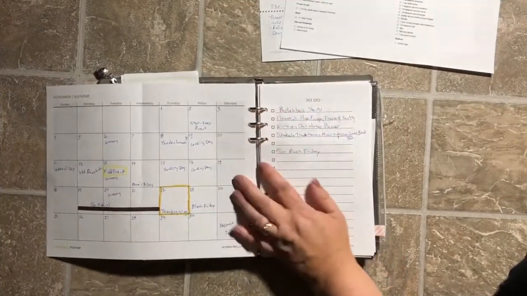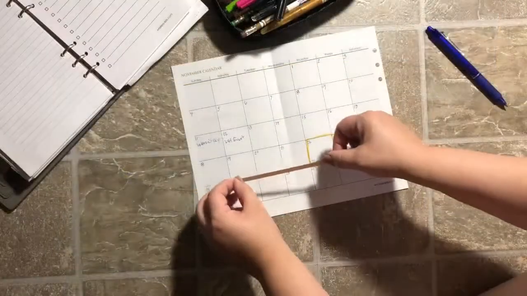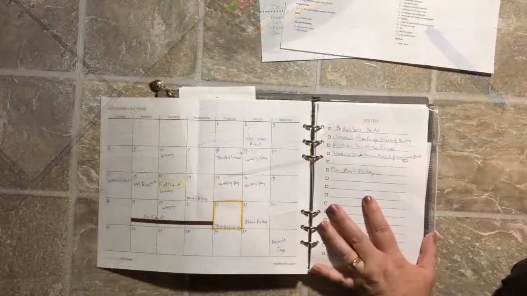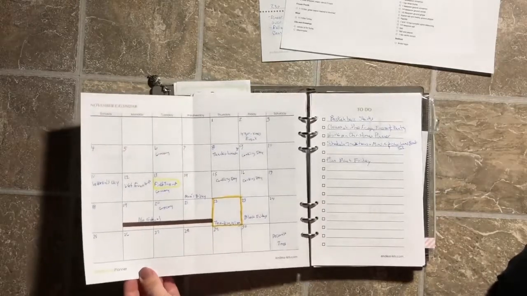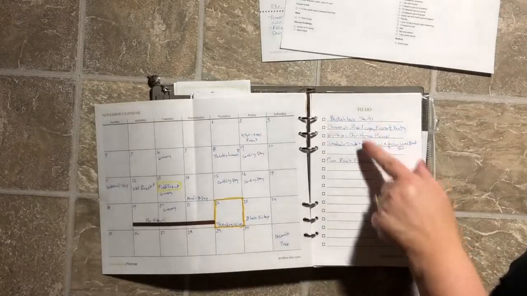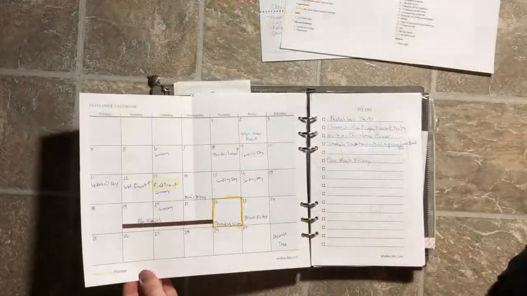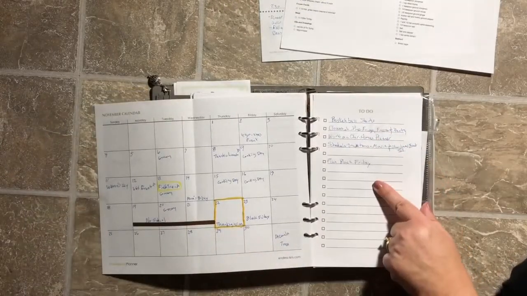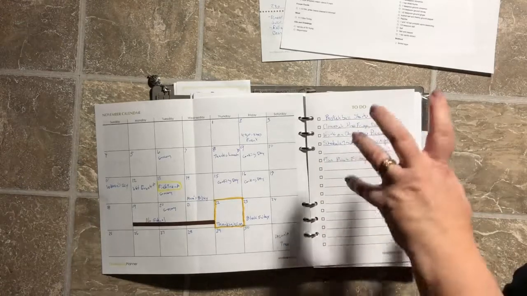Okay, so on the calendar, you can see that I've written in the events and marked off Thanksgiving break with some washi, and I marked Thanksgiving Day with a glitter pen. That's the yellow box on there. And then I've also added my cooking days because I want to pay attention to the days that I will be able to get some cooking done.